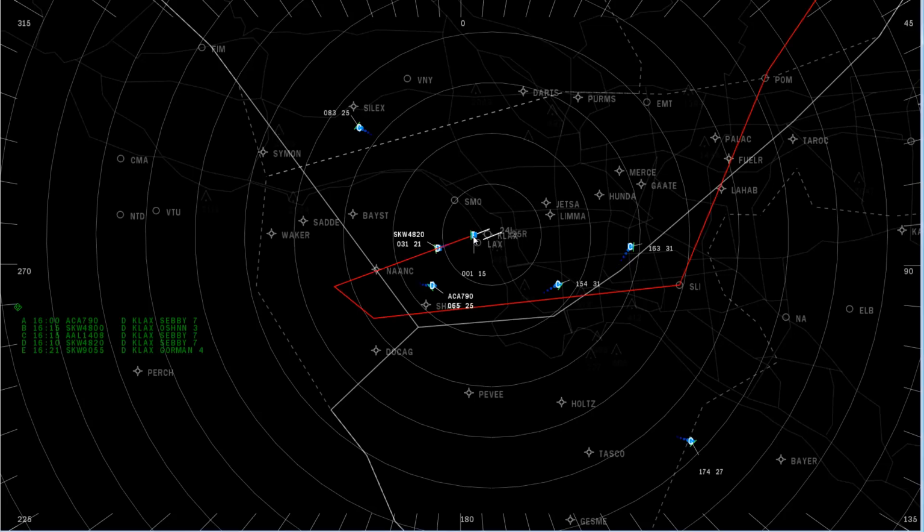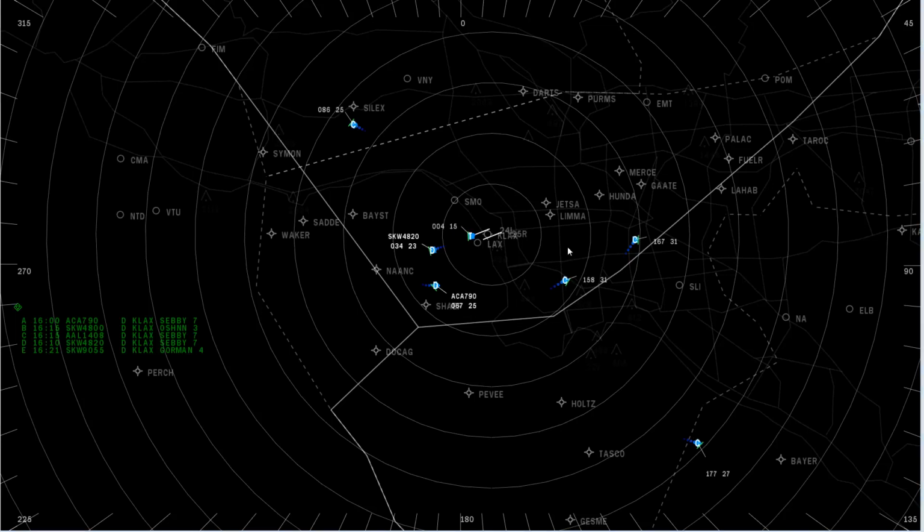Sebb 7 is very popular today. SkyWest 4820, climb and maintain 13,000. Climb and maintain 13,000 SkyWest 4820. Actually, I already gave him that instruction. I could have looked down at my departure command history and seen that. American 1408 with information Alpha at 800s climbing to 5000s. American 1408, radar contact.